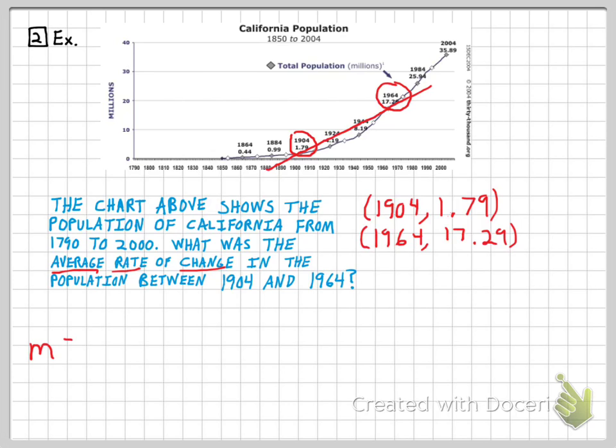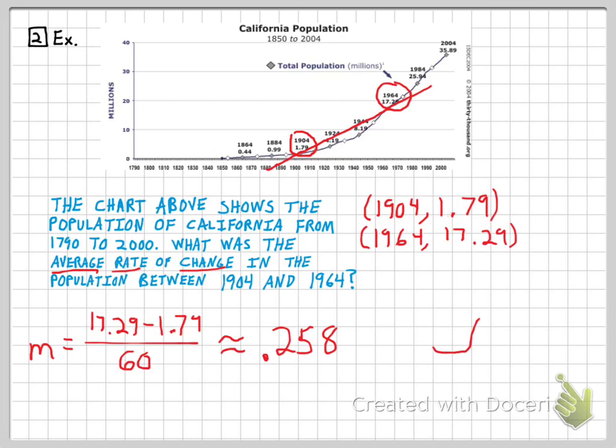So remember my slope formula. I'm going to plug in my values. I've got 17.29 minus 1.79 divided by, and I'll do the math in my head there, 60 would be the difference between the x2 and the x1. Working that out on my calculator, I get an answer of 0.258.